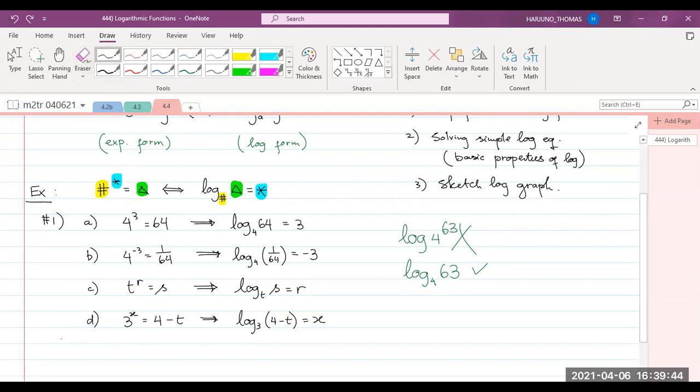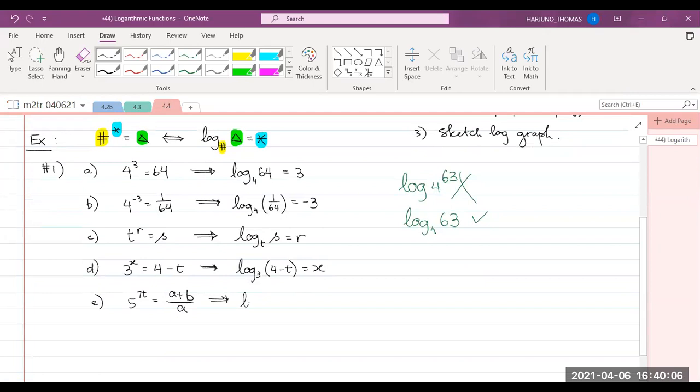Part E. We have 5 to the 7t equals a plus b over a. Now, what will that be in log form? The base is 5, log base 5 of parentheses a plus b over a, right? That's the argument, equals 7t.